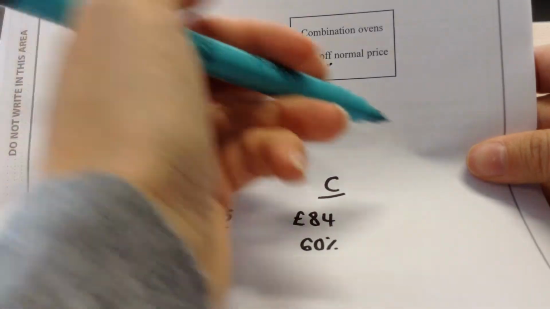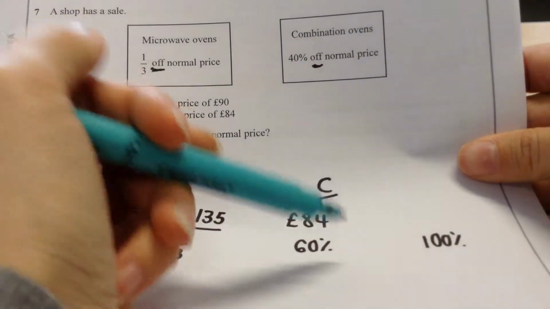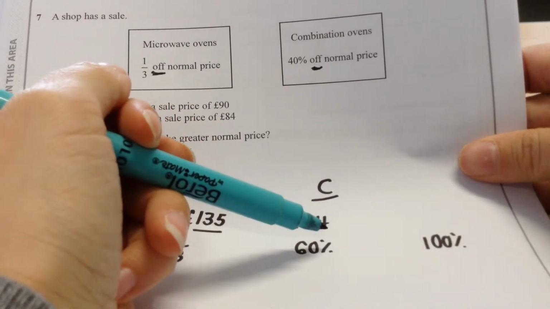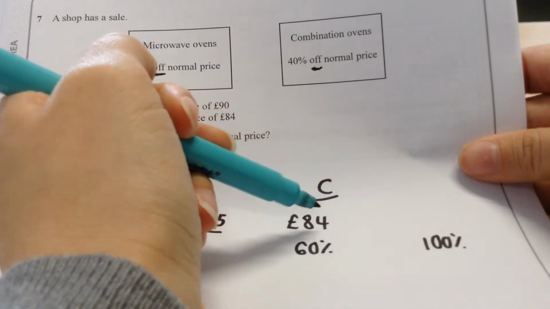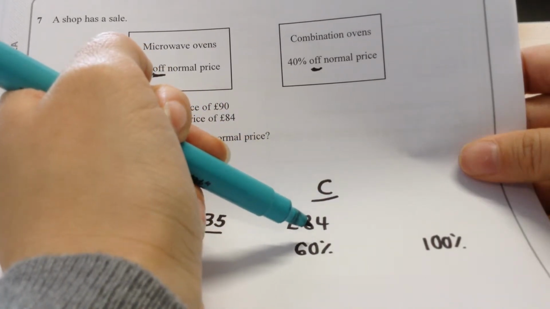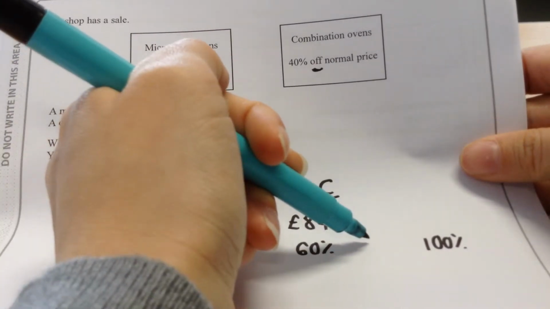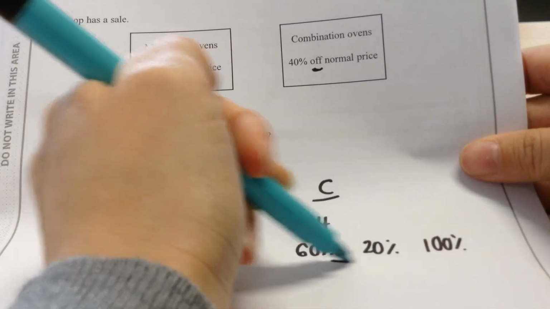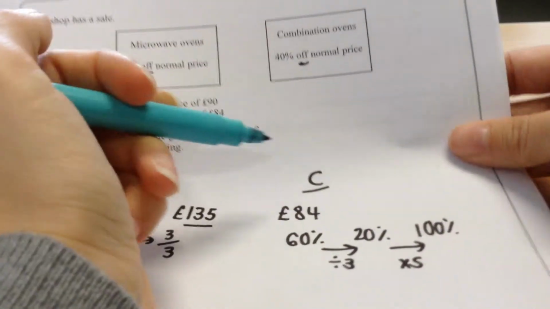So I need to work out the original price, which is 100%. It's non-calculator, so let's see. Do I want to divide this by 6? Not really. How about if I divide it by 3? I'll divide it by 3 to get 20%. And then I can times it by 5 to get 100%.